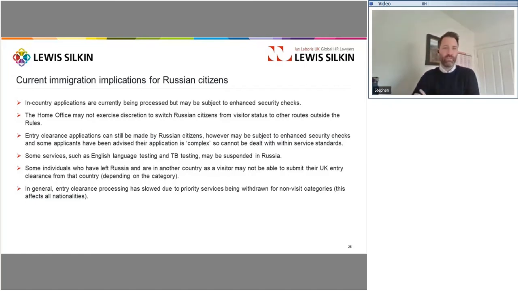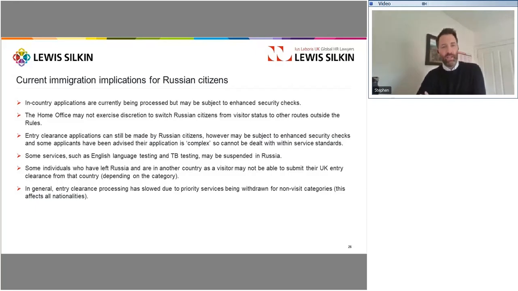In addition, the Home Office may not exercise discretion to switch Russian citizens from visitor status to other routes outside the rules. I mean, they may not exercise that discretion for any nationality, but it's something that we have successfully done a number of times in the past, where somebody cannot travel overseas to simply apply to return to the UK if they've come in for an interview and they're here as a visitor, but the rules require them to return home to apply. Sometimes the Home Office is willing to exercise discretion. It's unlikely in this case that they would.